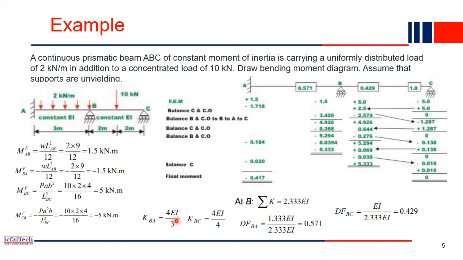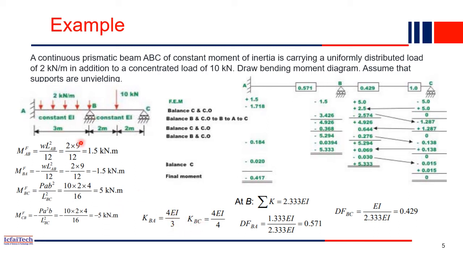Next, we have to find the stiffness factor. What is the stiffness factor? If you recall, in the first slide I explained it. Stiffness factor is nothing but 4EI by L. The formula for stiffness factor K is 4EI by L. So let's consider this span. What will be the stiffness factor for this span? It will be 4EI by L, where L is 3 meters. So 4EI by 3.